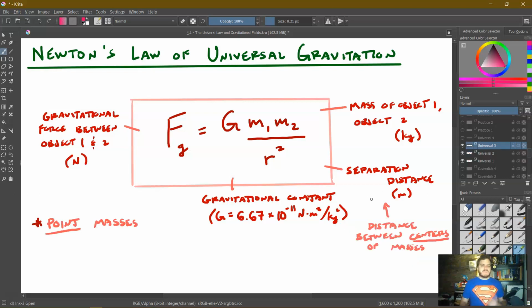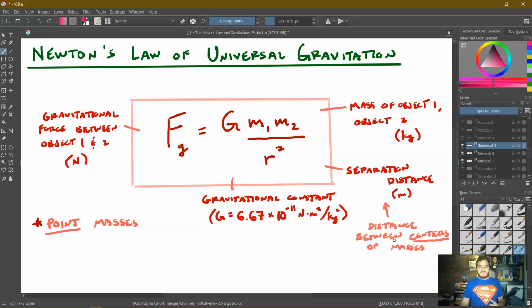First off, object 1 and object 2 are really specifically supposed to be point masses, which means that either one, they need to be spherical, so like a planet or a moon or something like that, or they need to be so far apart that their proportions don't really matter. So if you're looking at yourself and another human, you would need to be far enough away that we could approximate you as though you were a point or a sphere, and then you'd be okay.